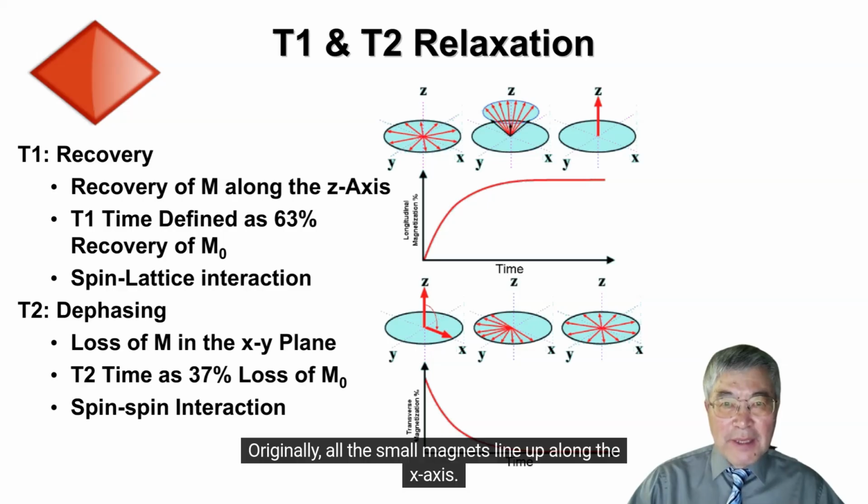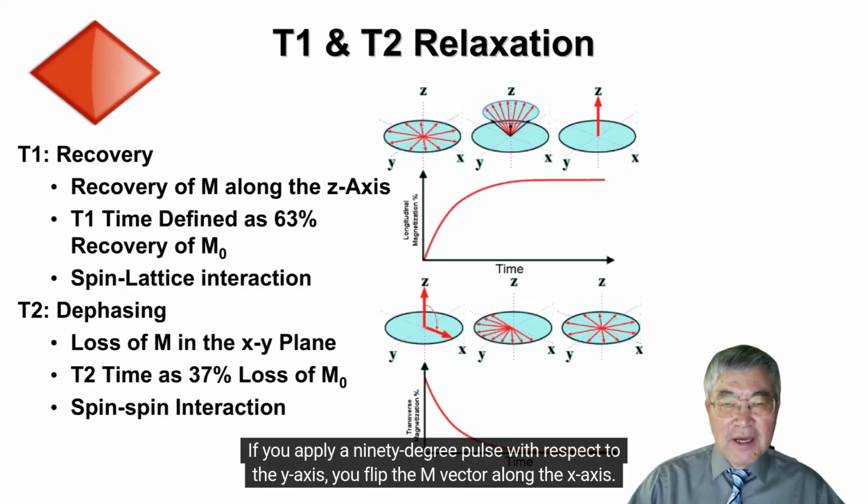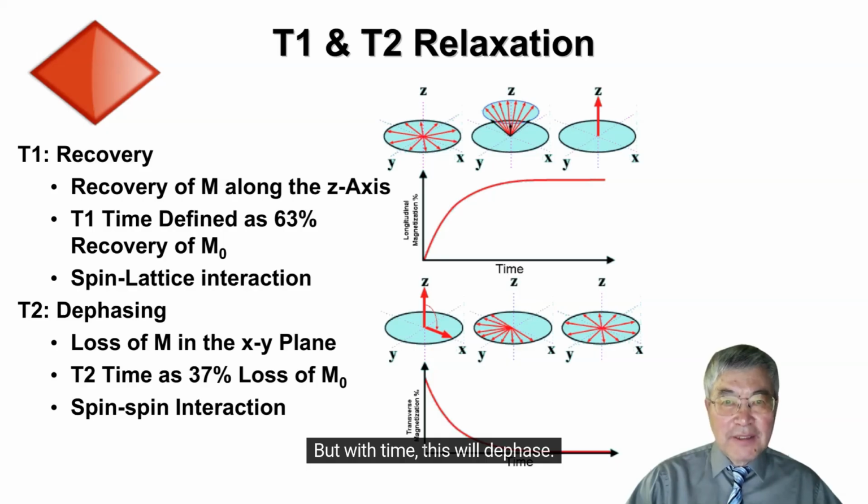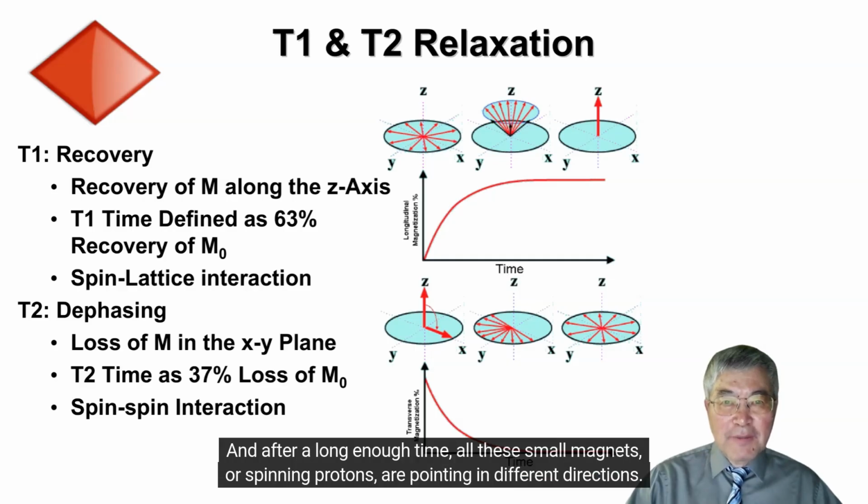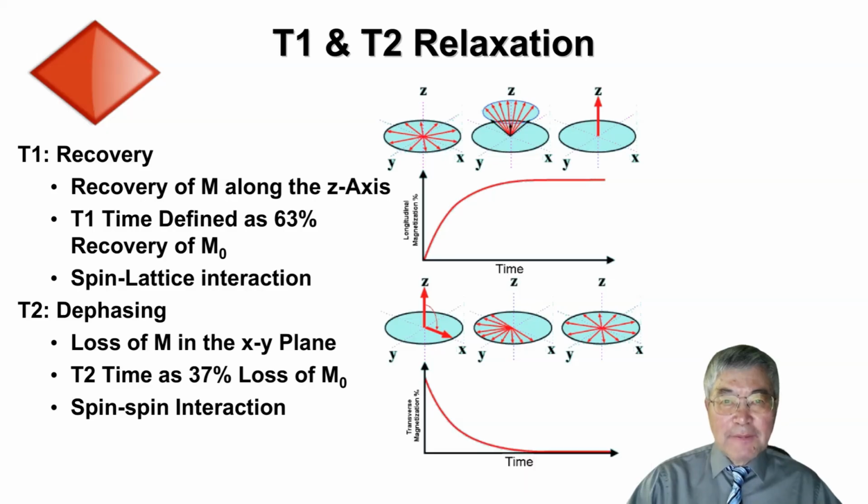Originally, all the small magnets line up along the x-axis. If you apply a 90-degree pulse with respect to the y-axis, you flip the m vector along the x-axis. But with time, this will dephase. Some processes are a little faster, some slower. And after a long enough time, all these small magnets or spinning protons are pointing in different directions.